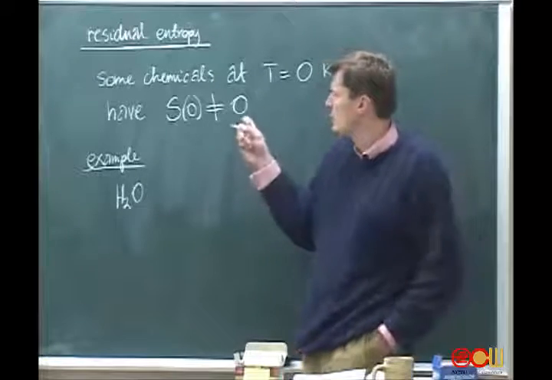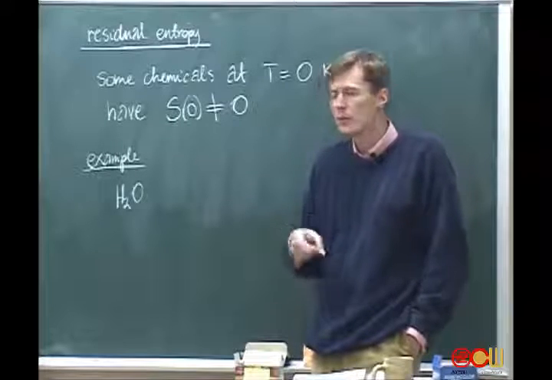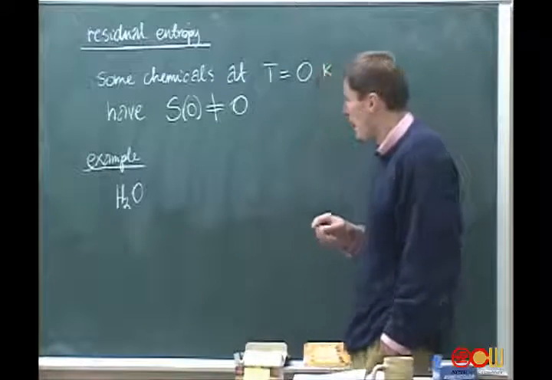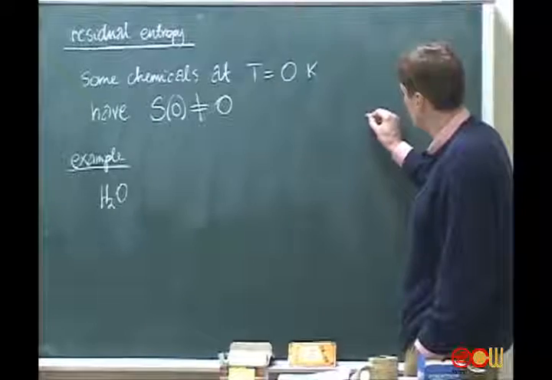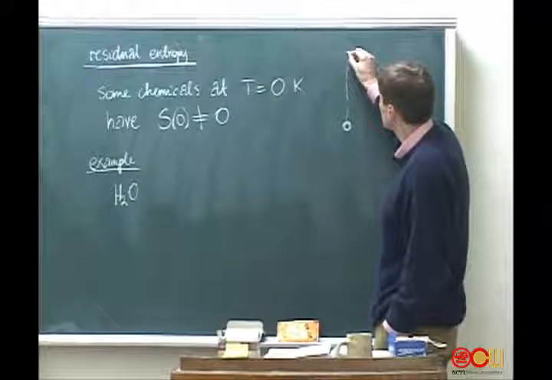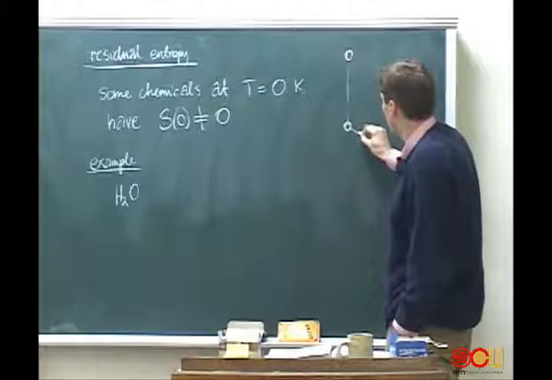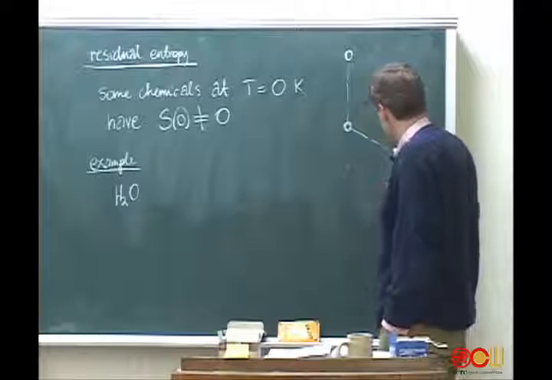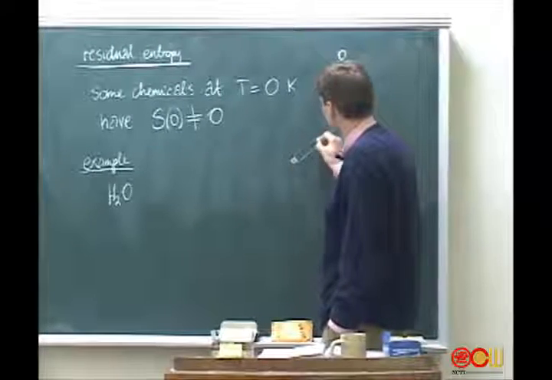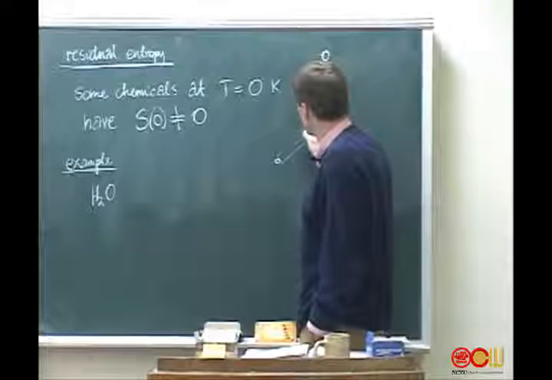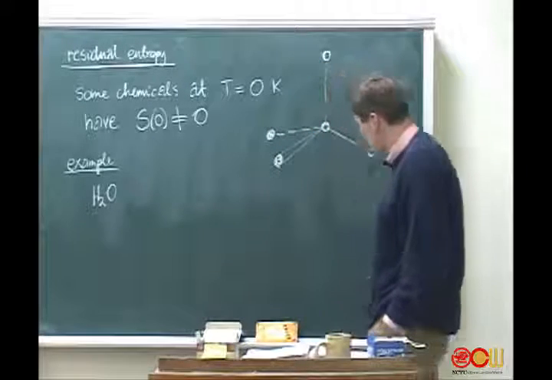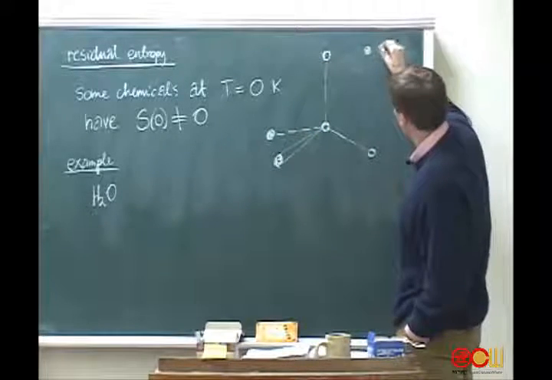What does it mean that the entropy is not zero at zero Kelvin? It means there is more than one way of ordering the atoms inside the crystal. When you think about the crystal of ice, you may think that the oxygens make a perfect diamond type structure. So what I'm plotting here, these are oxygens.